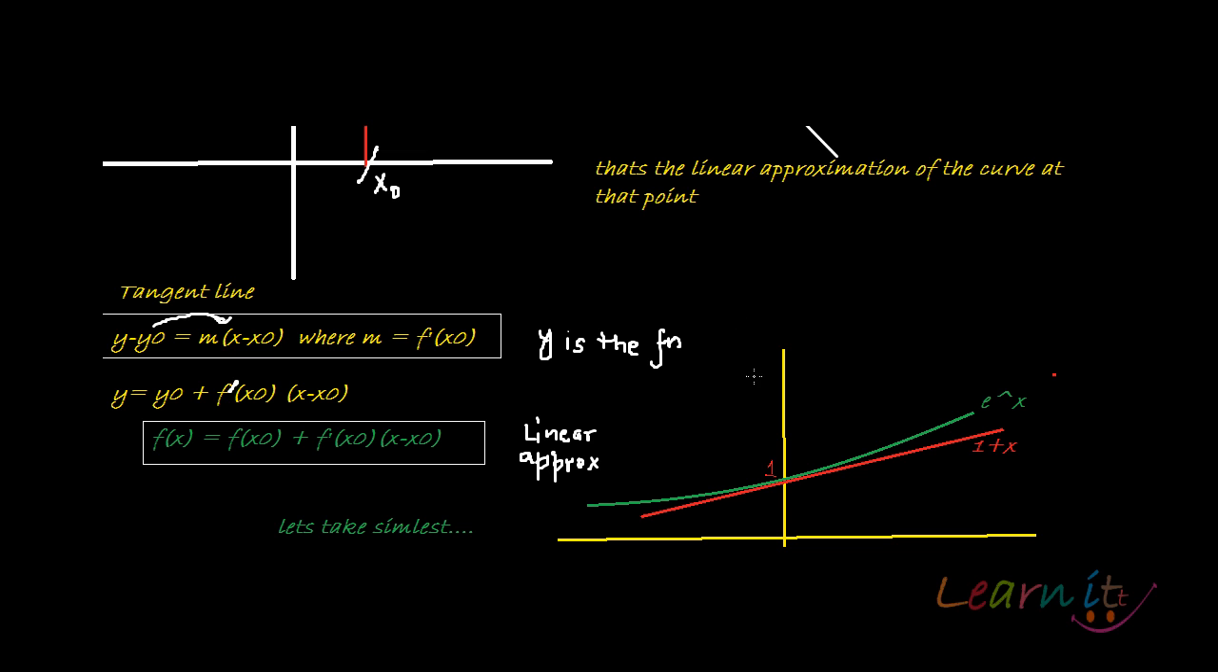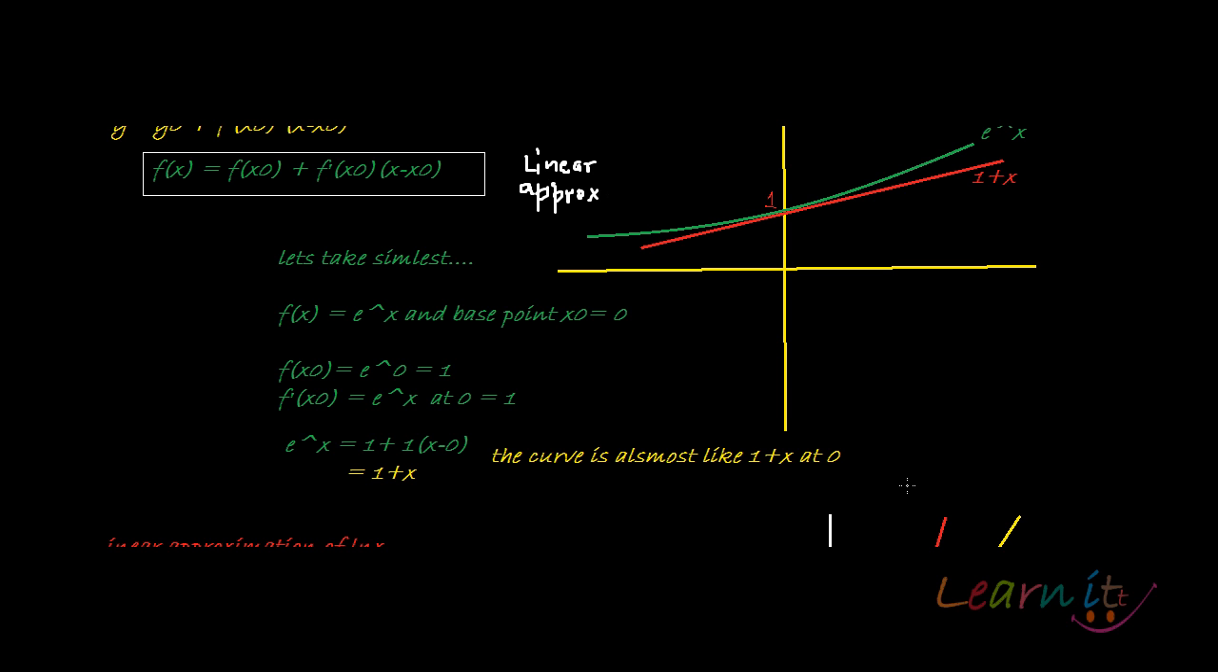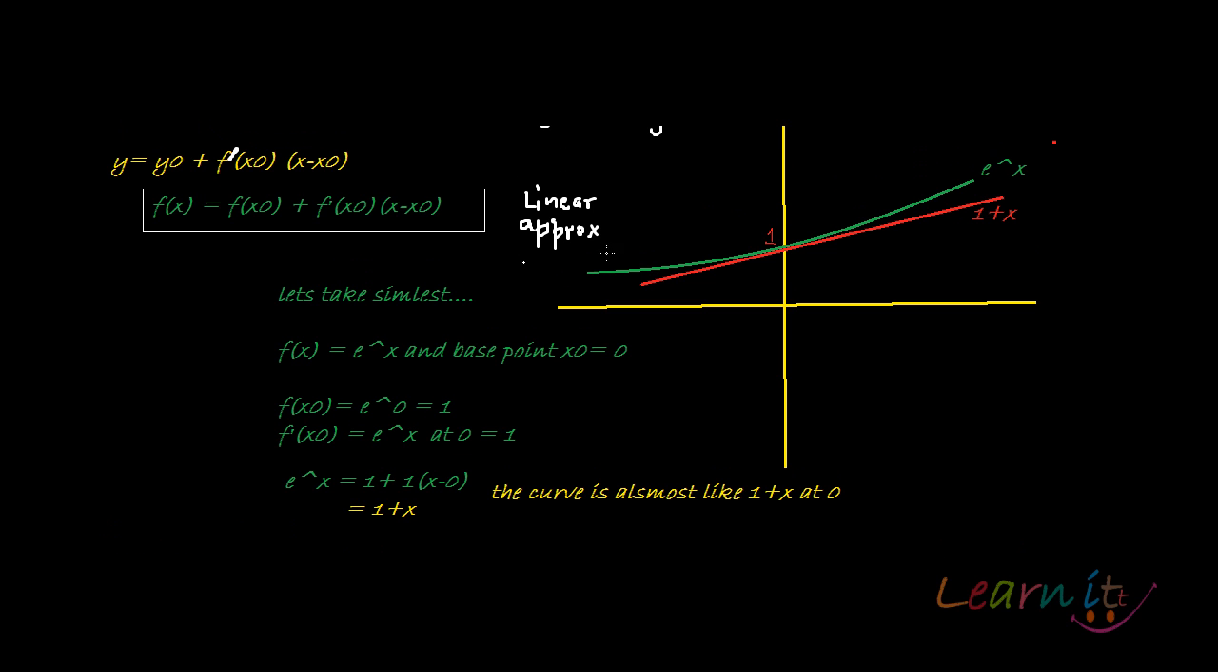For a very simple example, let us take the function e to the power x and consider the base point x naught as 0, because I know something about e to the power 0. First of all, let me tell you what we require. We require f x naught and f dash x naught. f x naught will be e to the power 0, which is 1. f dash of e to the x is essentially e to the x, so again e to the power 0, that will also be 1.